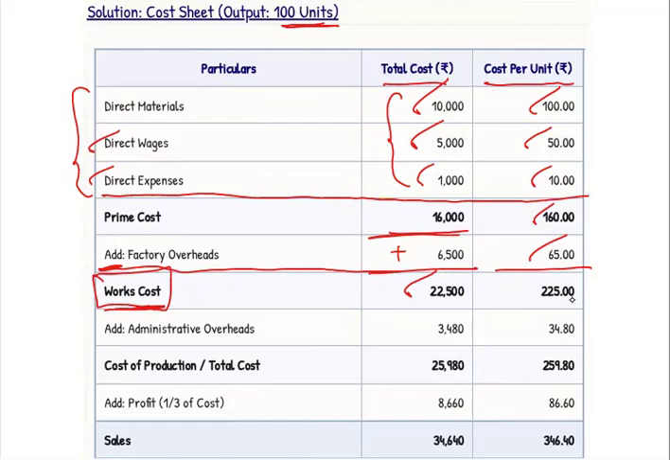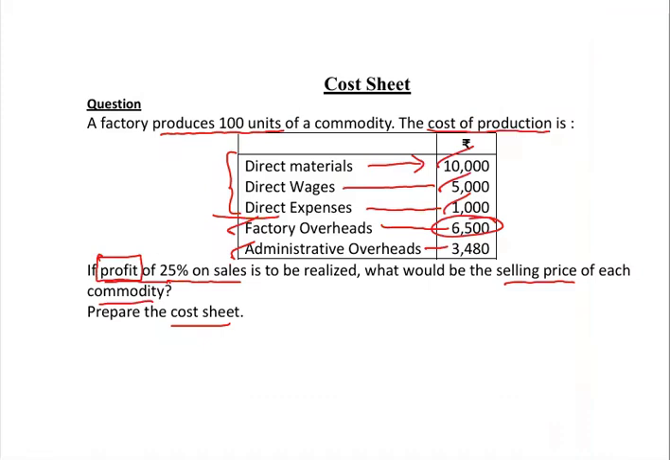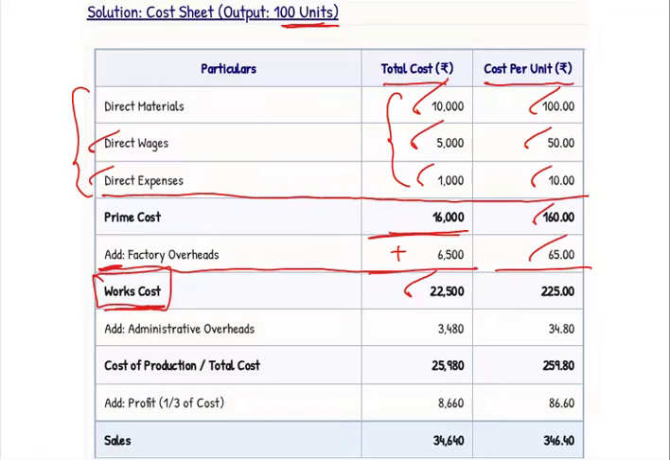In work cost, the next information which we add is administration overheads, that is 3,480. So 3,480 will be added. We'll get the cost of production, which is called total cost. In this sum, selling and distribution cost is not given. Therefore, the cost of production will be taken as the total cost, which is 25,980. The cost per unit we can find out by dividing by the number of units, that is 100 units. The cost per unit of the total cost is 259.80.